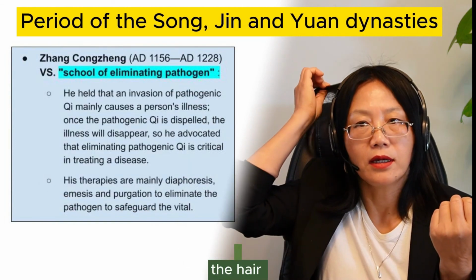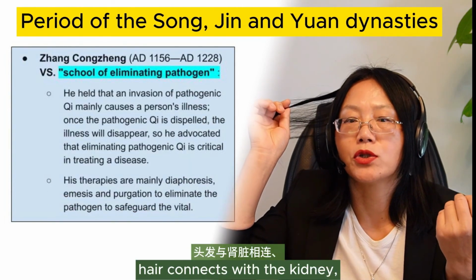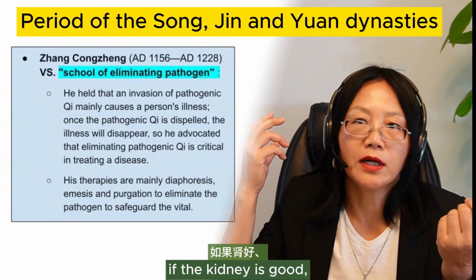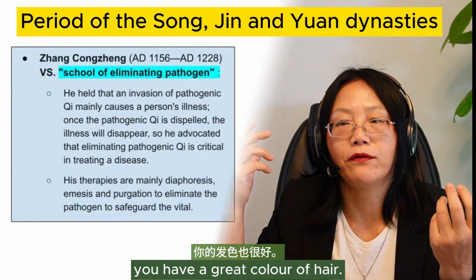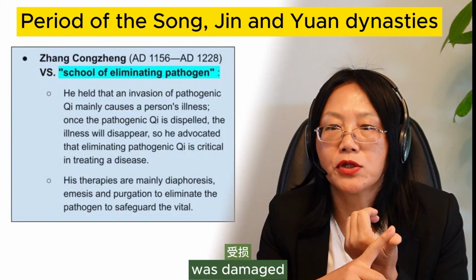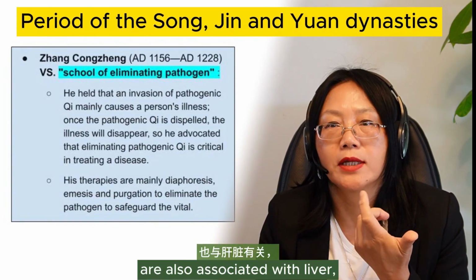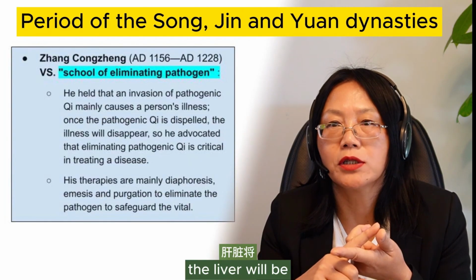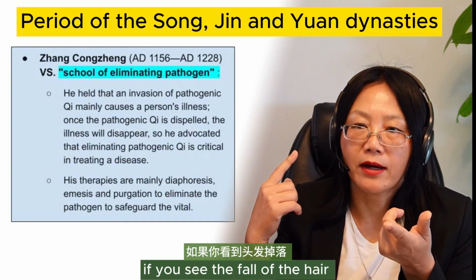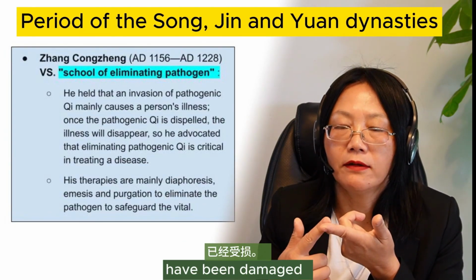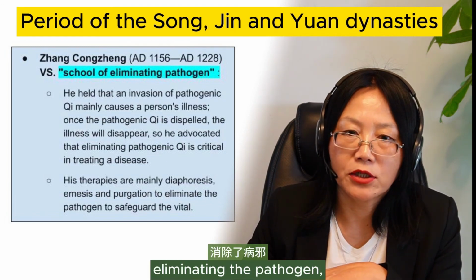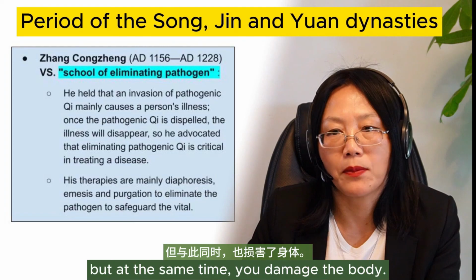The hair, in TCM, connects with your kidney. The brilliance of the kidney shows in the hair. If the kidney is good, you have great color of the hair. But if the kidney is destroyed, is damaged, and the kidney is also associated with the liver, if the kidney is damaged, the liver will be damaged as well. If you see the fall of the hair, it just means the kidney and the liver have been damaged at the same time. Even though you are eliminating the pathogen, at the same time you're damaging the body.